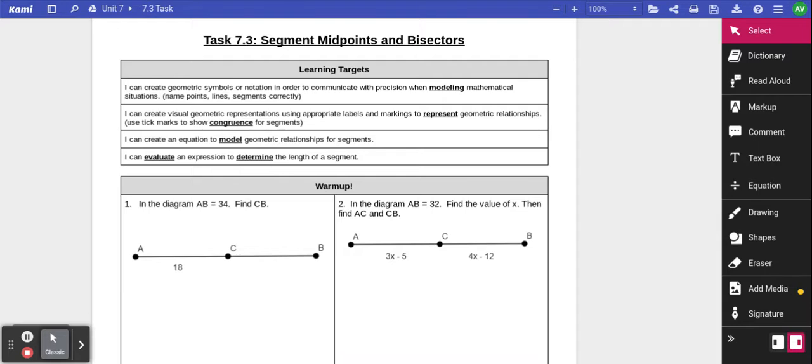So, I'm going to be showing you this video and we're going to go through the notes for task 7.3, which is in your TAN packet. If you could please open to those pages, we're going to get ready to go through these notes.